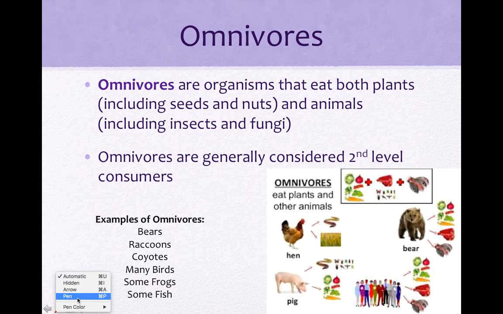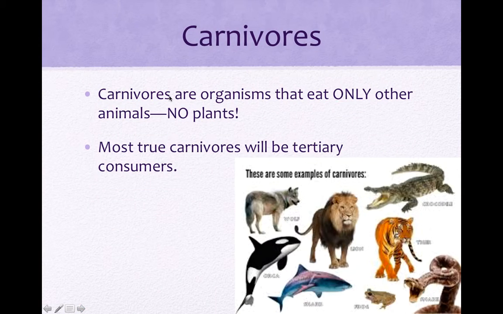Next, we have omnivores. Omni just means both plants and animals. So omnivores eat seeds and nuts, and also insects and fungi. Omnivores are considered second level consumers. So they're on the second level and they're consumers. So that would be bears and raccoons and coyotes, many other types of animals, but we eat plants and animals.